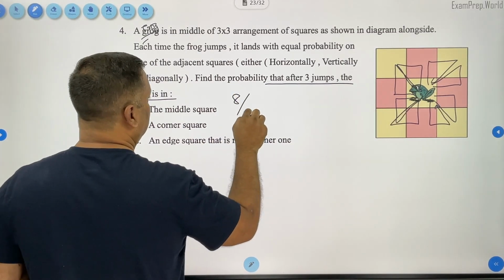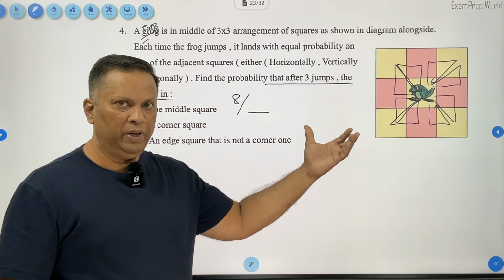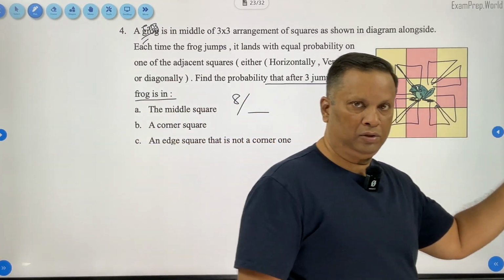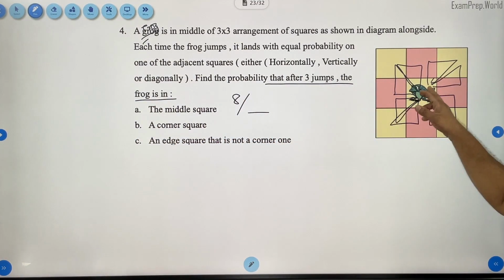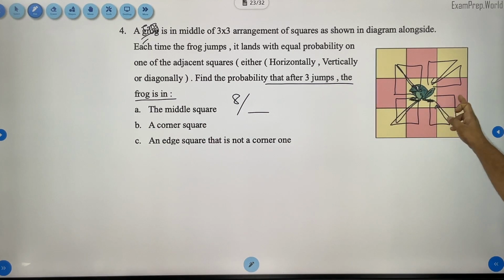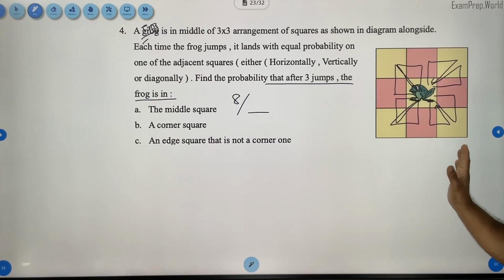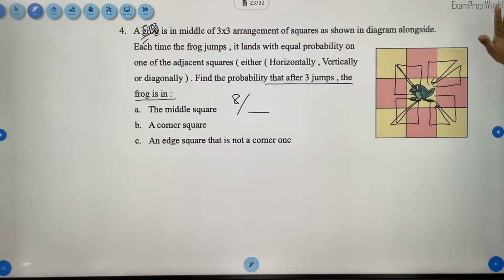So 8 upon the total number of possibilities we will see. But as of now we counted how many ways he can land in the middle square by jumping 3 times. There are 8 ways. 1, 2, 3, 4, 5, 6, 7 and 8. Is there any other way where he can come back in the middle? But he has 1, 2, 3, everything included, right? So let us also see the corner square. Now I am going to erase this stuff. If you want to note this, note it.